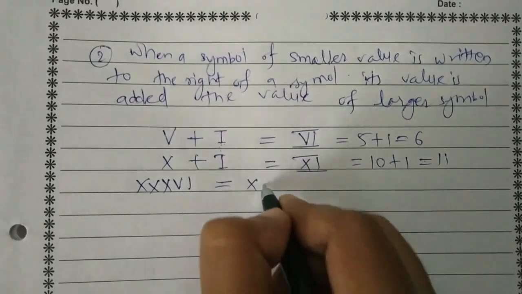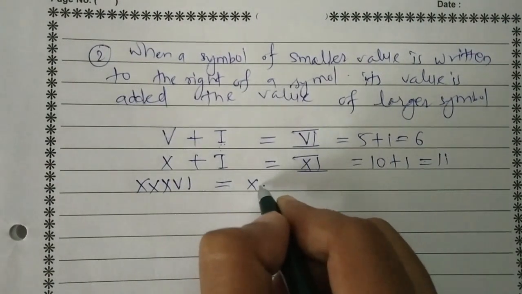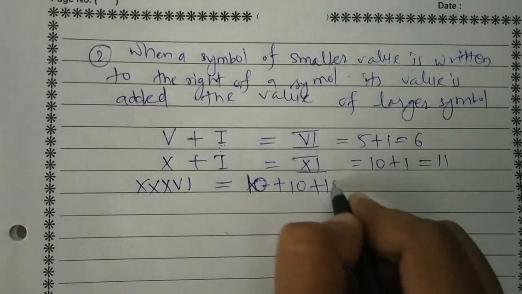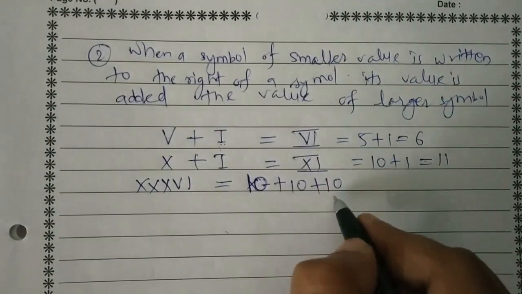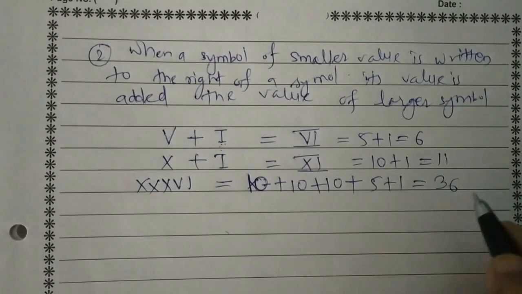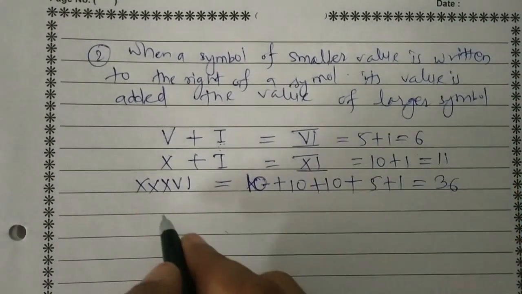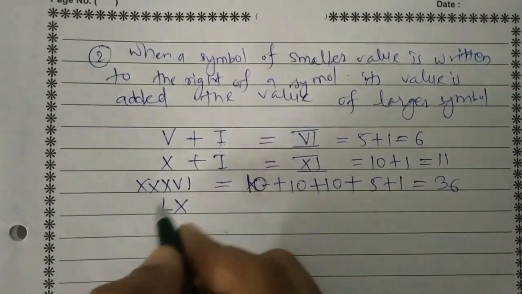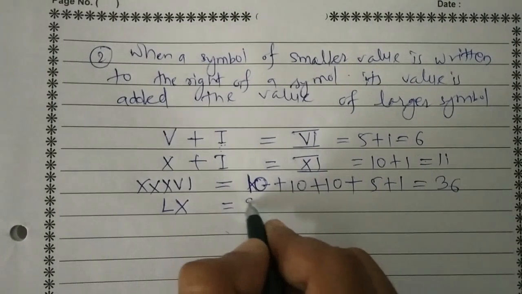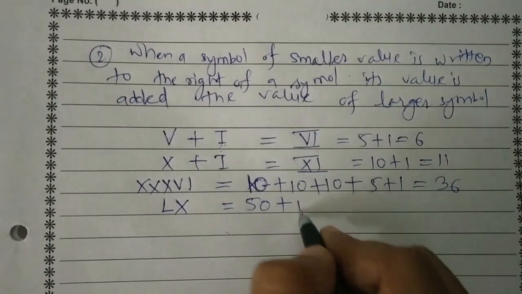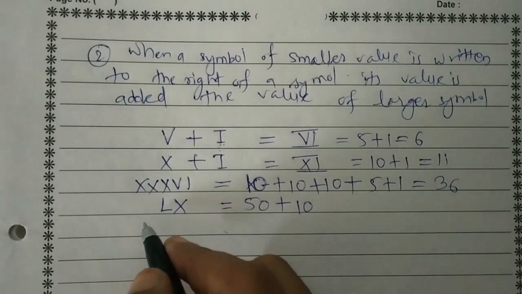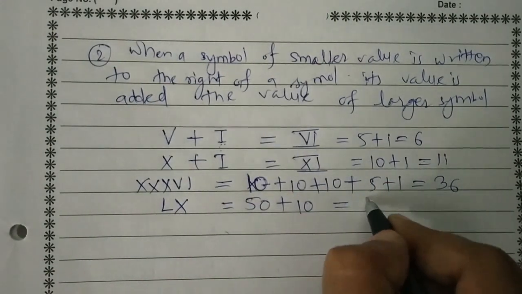It means I am adding 10 plus 10 plus 10. X denotes the 10. Plus I am having 5 plus 1, which is equal to 36. Like this you can form. Suppose I am having LX. L denotes 50. So 50 plus this 10. To the right hand side of a symbol, we have written the value. It will be added. It is going to be 60.